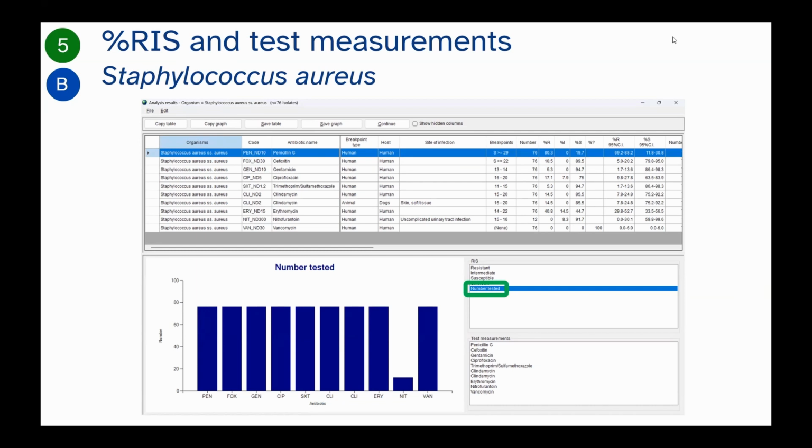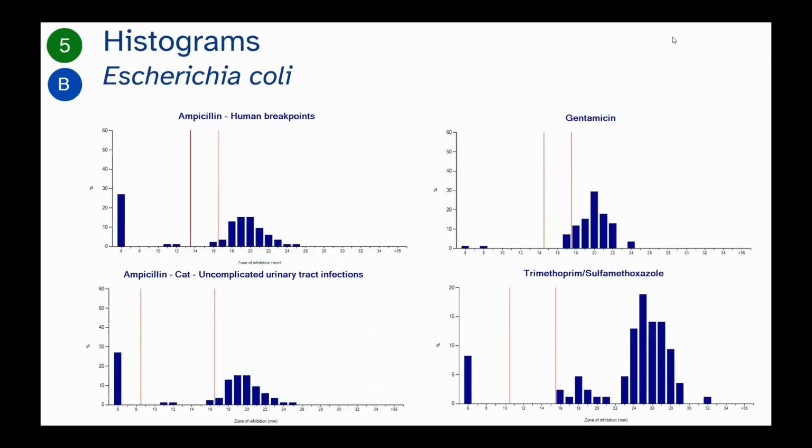Another value of this graph is to look at how regular test practices are. In this example, I see that all of the antibiotics are always tested with the exception of nitrofurantoin, which is a urine antibiotic, and therefore this laboratory is doing selective testing, and they are only testing nitrofurantoin on the urine samples.